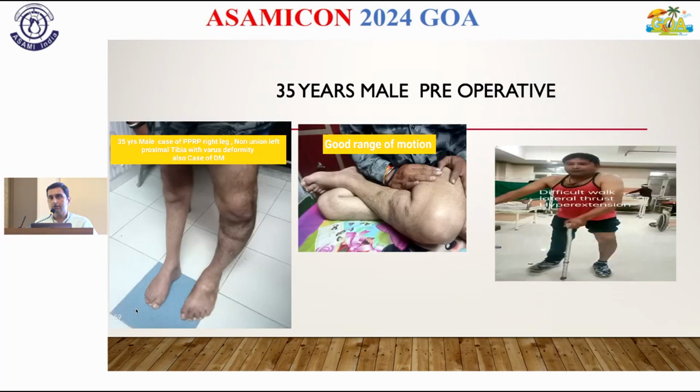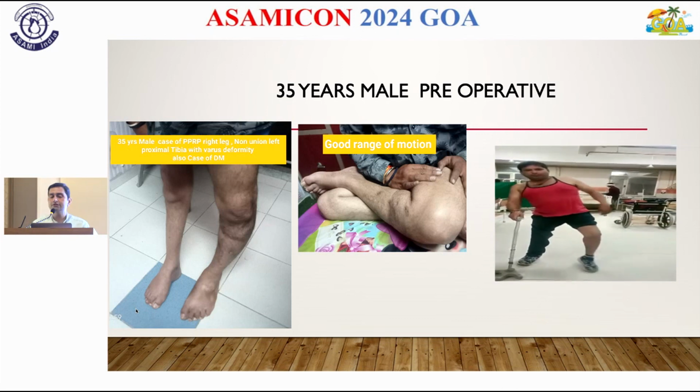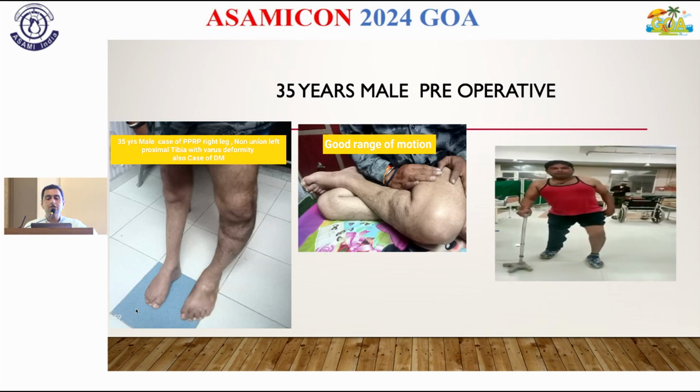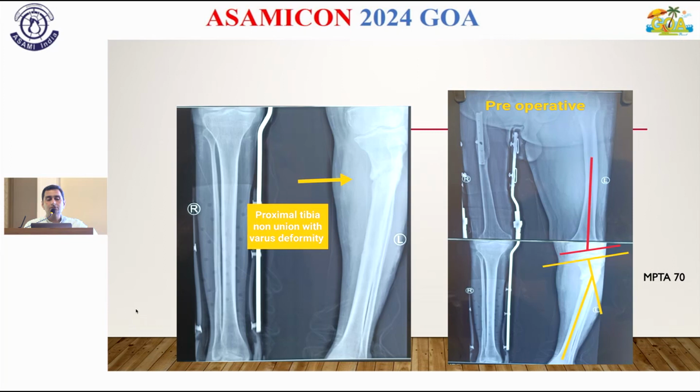Now this is a bit different case, a patient with post-polio residual paralysis, age 35 years, with hypertension and diabetes mellitus, having a proximal tibia varus non-union. As you can see in this picture, he was having a difficult walk with a hyperextension of the knee and lateral subluxation. So, as the literature suggests, the fibrocartilaginous tissue in the hypertrophic non-union has a potential of new bone formation.